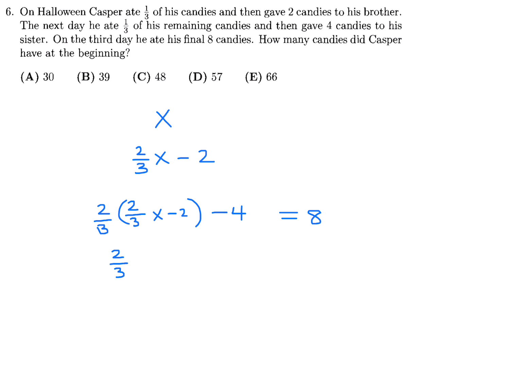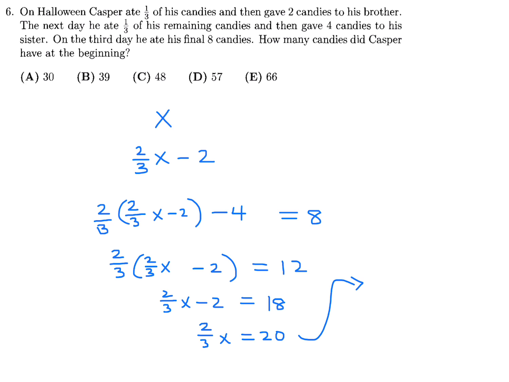So we got 2/3 times (2/3 X minus 2), and then bring the 4 over, so that becomes 12. Now we got 2/3 X minus 2, multiply this by 3, divided by 2, so it'll be 36 divided by 2, which is 18. So 2/3 X, add 2 to both sides, you get 20. And now 20 times 3 is 60, 60 divided by 2 is 30. So X is 30. And of course, you can go back and verify that this actually works. So number 6, the answer is A.